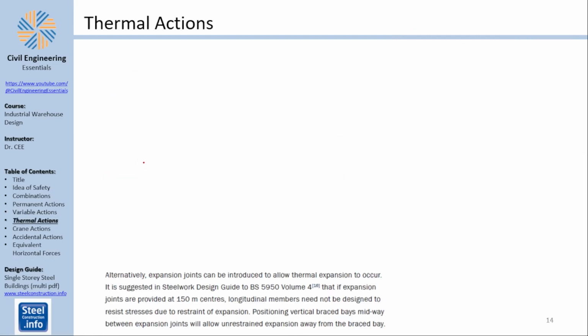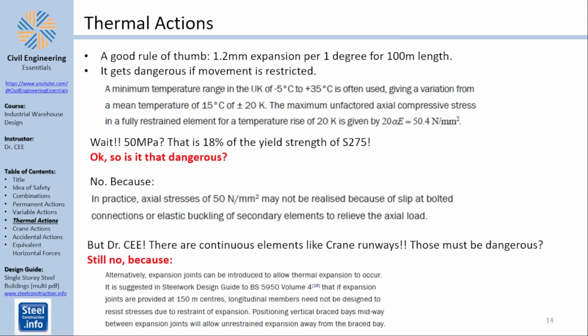With that being said, what about the thermal effects? A good rule of thumb here, and you can check out the reference, is that 1.2 millimeter expansion happens if you increase temperature by 1 degree for a 100 meter length. So let's say that you increase the temperature by 5 degrees for a 50 meter length. Then you get 0.6 multiplied by 5. So you can use this knowledge to find the expansion of anything.